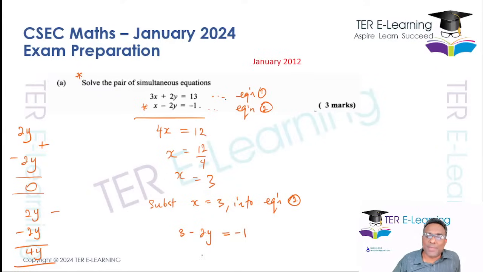Actually, I just read it wrong, but it doesn't matter which one we substitute it in. You'll get the same answer either way. So minus 2y is equal to minus 1 minus 3.